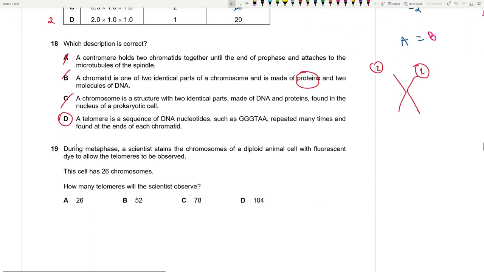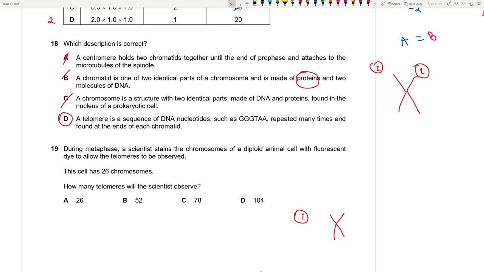19. During metaphase, a scientist stains the chromosomes of a diploid animal cell with fluorescent dye to allow the telomeres to be observed. This cell has 26 chromosomes. Things like these. This is one of the chromosomes, okay? So each chromosome has two chromatids, all right? Right, so each chromosome is made up of two chromatids, okay?